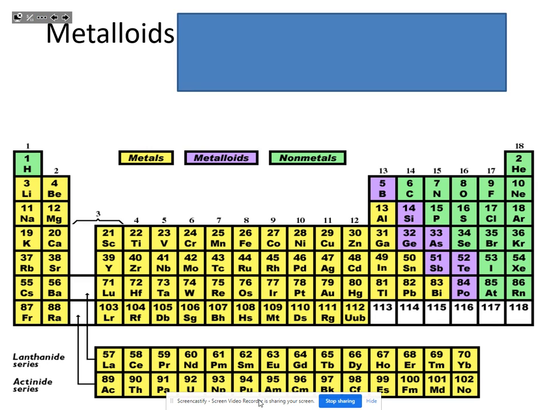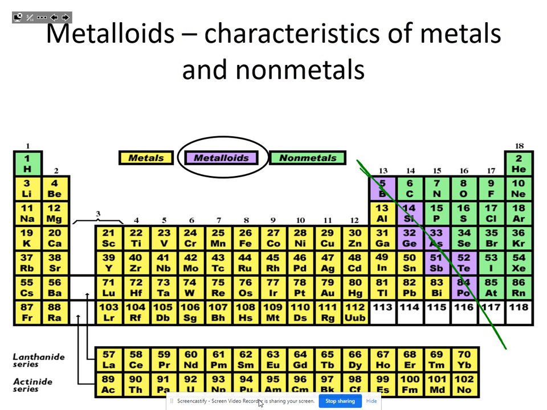Then we have metalloids. Now, when we look at metalloids, you can see metalloids are that purplish blue. You know I'm not good with colors. Metalloids kind of go right through here. They divide the left and the right side of the periodic table. And metalloids have characteristics of metals and nonmetals. Sometimes they even vary with temperature. At cold, cold, cold temperatures, they act more like metals. And with hot, hot, hot temperatures, they act more like nonmetals. So that can vary too.